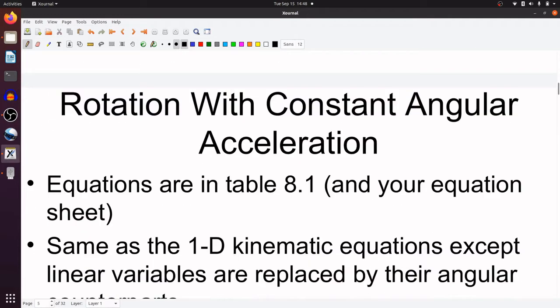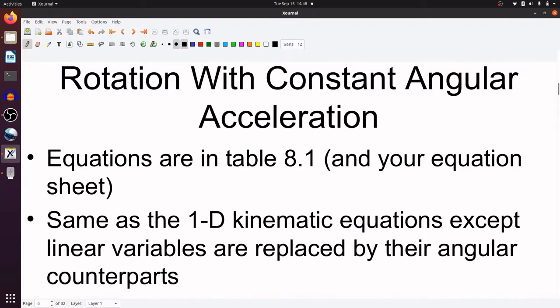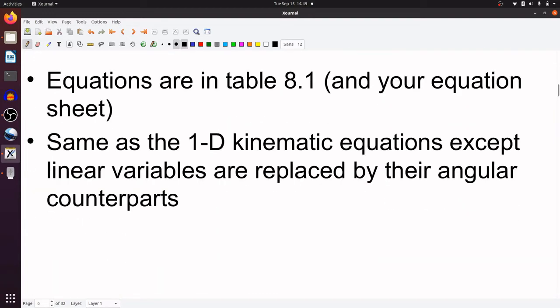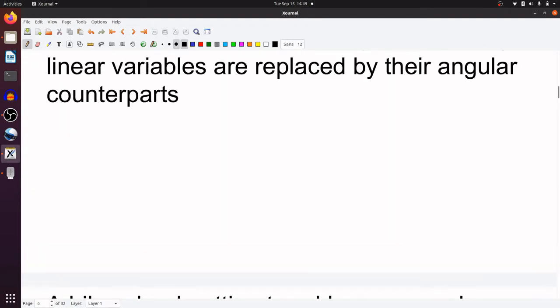Now, I kind of said this earlier, but we do get a bunch of new equations now, but they're all similar to our previous counterparts. What I mean by that is, let's start with the equation we use the most in Chapter 2, which was x equals v naught t plus 1/2 a t squared. It becomes delta theta, to be more accurate, is equal to omega naught t plus 1/2 of alpha t squared.